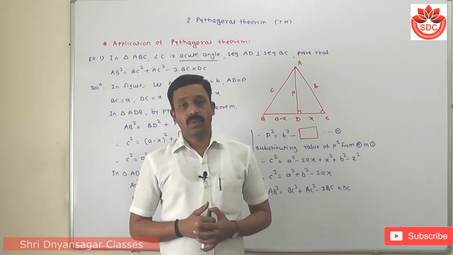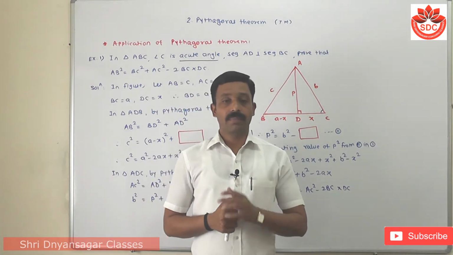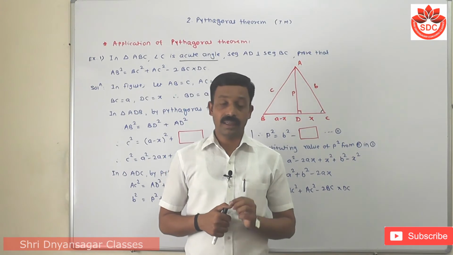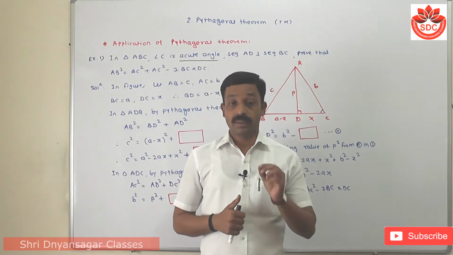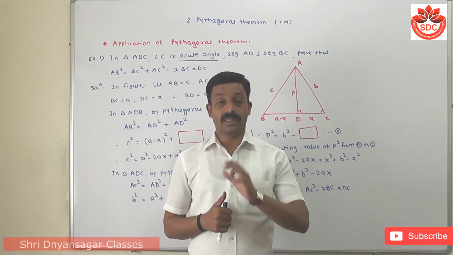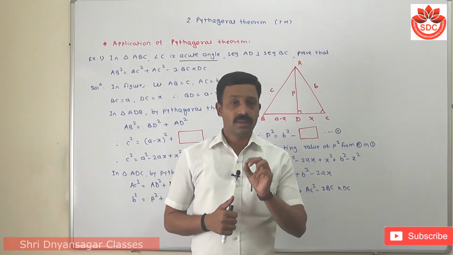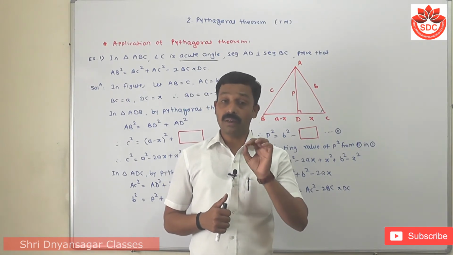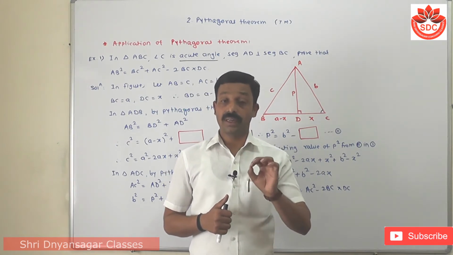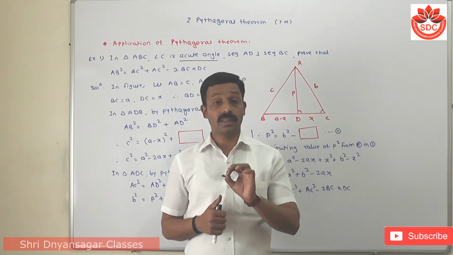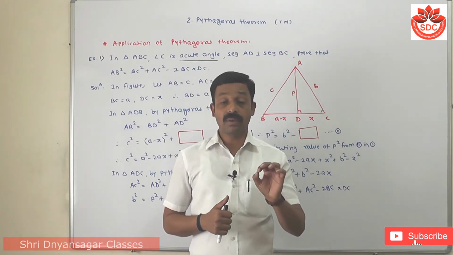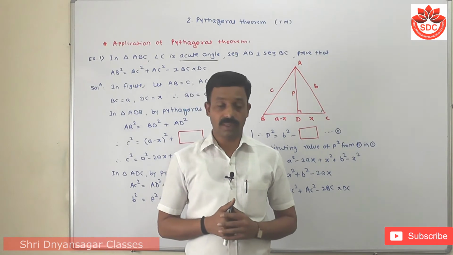Student, today we discuss a very important theorem of chapter 2, Pythagoras theorem. The theorem is Apollonius theorem. For this, we know about the Pythagoras theorem. The relation in the Pythagoras theorem is: the hypotenuse square is equal to the sum of the remaining two sides' squares.